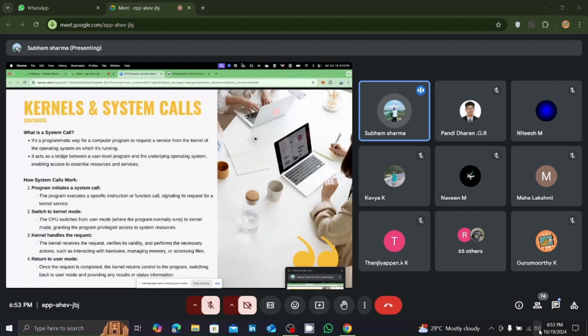A system call acts as a bridge between the user level program and the underlying operating system. It is a bridge between the program that is running at the user level, like Chrome or whatever applications are running on my laptop, and the underlying operating system. At the end, we want to utilize the resources, and the communication bridge that gets generated is called the system call.